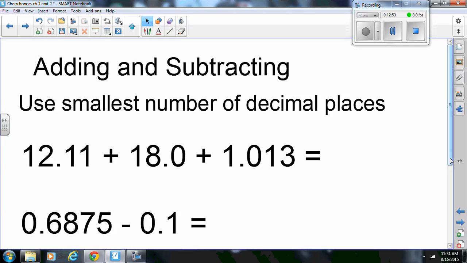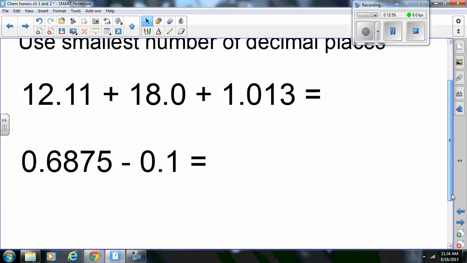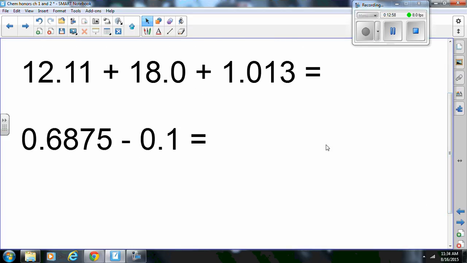Now, the funny thing is, for adding and subtracting, it's a completely different rule, and it's here that you will make the most mistakes because you're just not used to this. This reminds me of grade school adding and subtracting, where you line up the columns, because you'll need to understand decimal places for these. All right, so for adding and subtracting, it is a different rule. Are you ready? If you plug 12.11 plus 18.0 plus 1.013 into your calculator, you get 31.123. Now, how do you write that in correct significant figures?